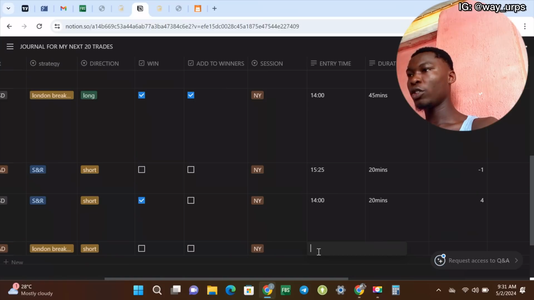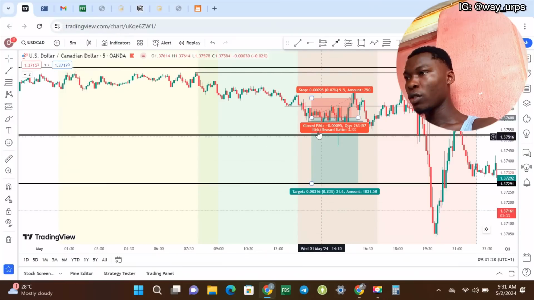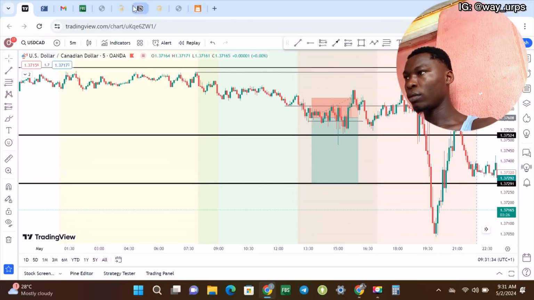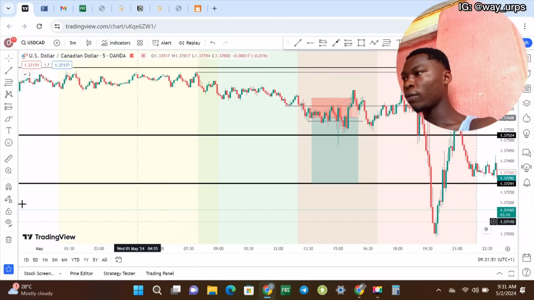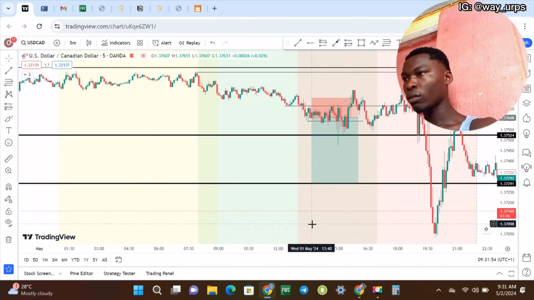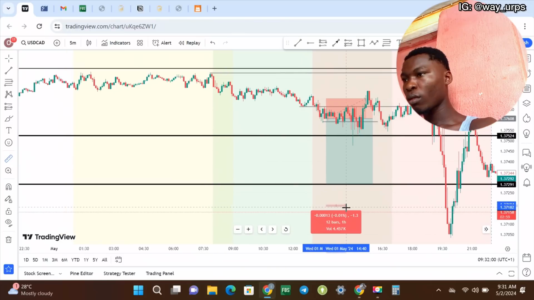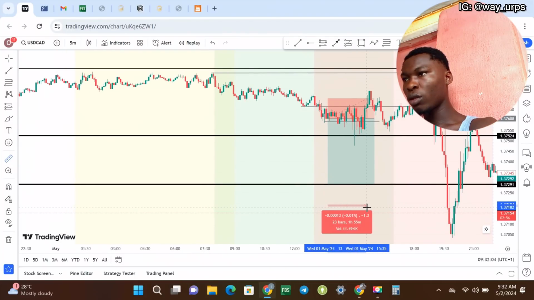Entry time. Let's go for the entry time. So the entry time was 3:40. The duration of the trade, let's go for that. The duration of the trade was about 2 hours.